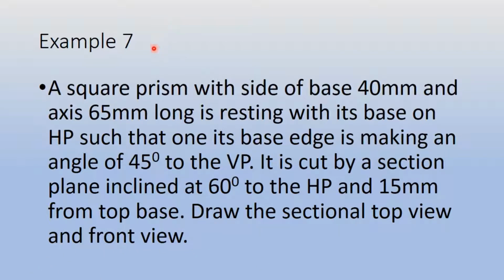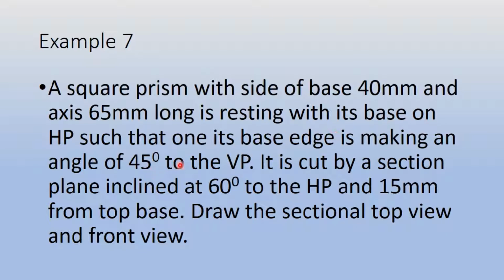So here we are having a square prism. The solid given here is a square prism with side 40 mm and axis 65 mm long, and it is resting with its base on HP such that one of its base edges is making an angle of 45 degree to the VP. So here this is an interesting question. First we will place this solid object in the first quadrant in such a way that one of the base should rest on the HP. So this is simple. The square prism resting on the HP.